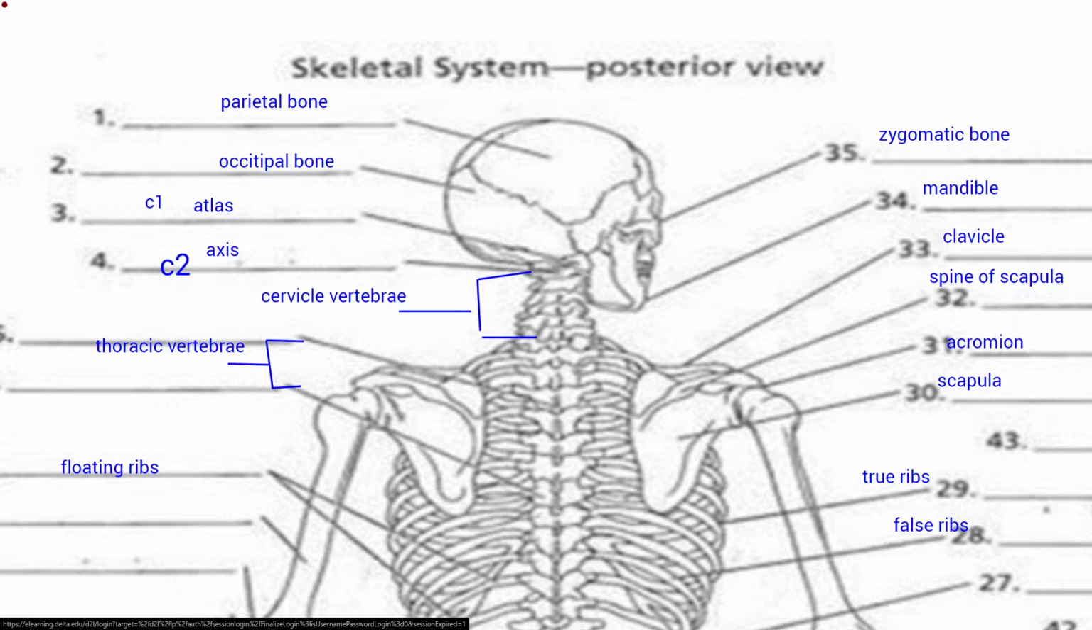So these first 7 pair, these are true ribs. And then the last 5 are false ribs, and the last 2 of those are floating. Let's see. We can see the humerus over here. Label that. Okay, take a look at that, and I'm going to move this down.